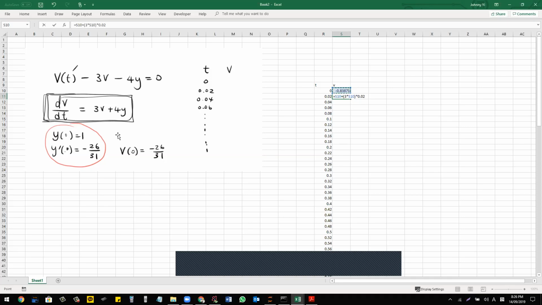Yeah, but for the next one, it's going to be a bit difficult because you don't know what the y value is. Okay, so we're going to have to do y here as well. So when t equals 0, y value is 1. So this one is actually y dash. This one's same as v. Okay.